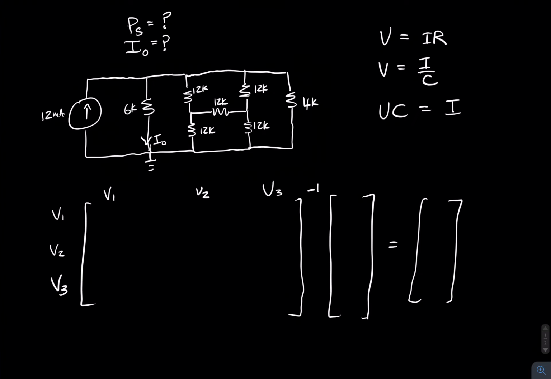But for this one we're going to use nodal analysis, and the question's asking for I naught, which is down here, and also for the power supplied by this guy. So obviously if you know the voltages, you can find I naught by just dividing by 6K.